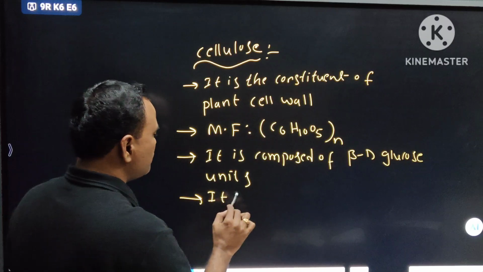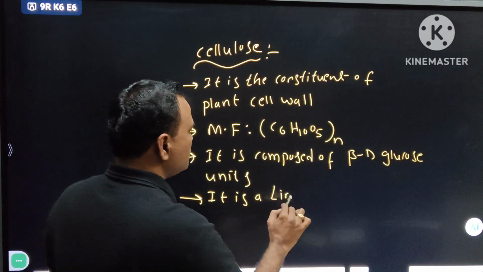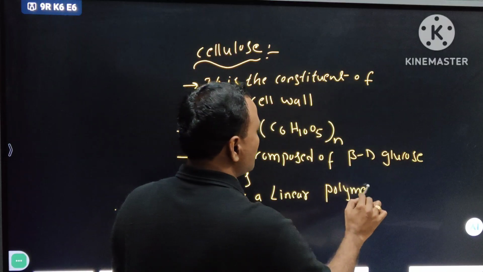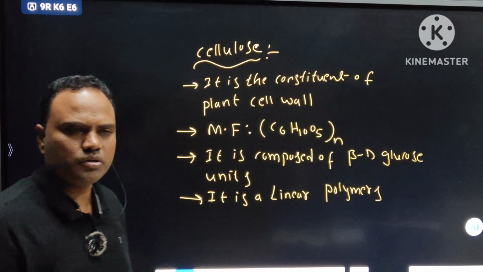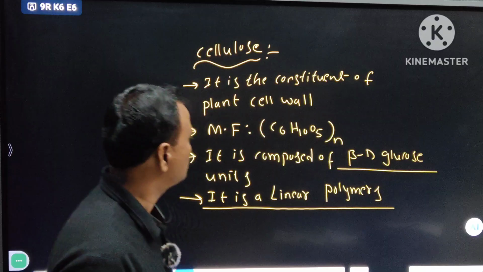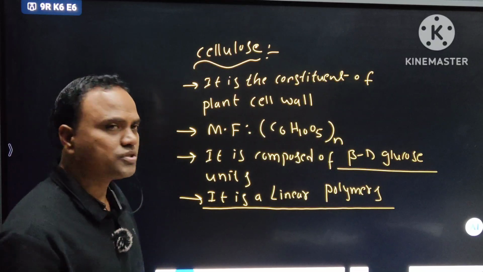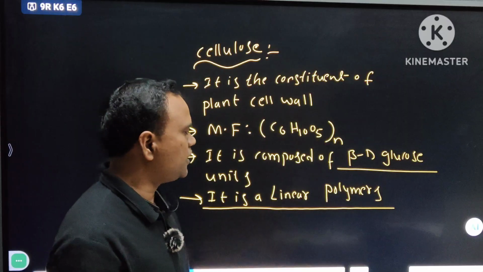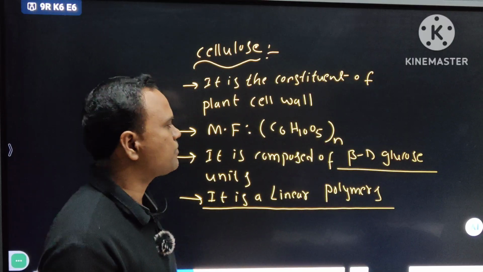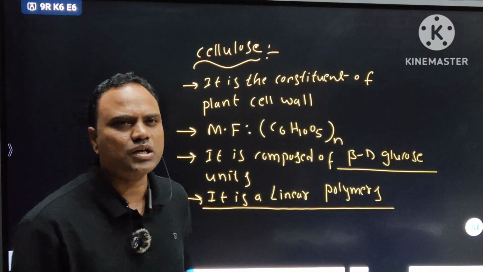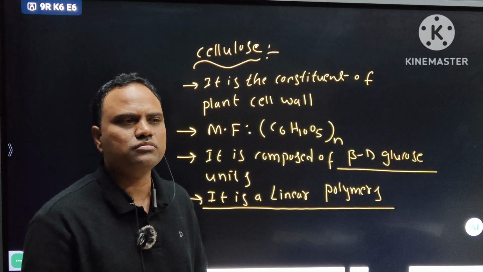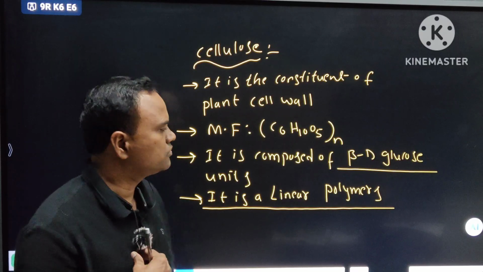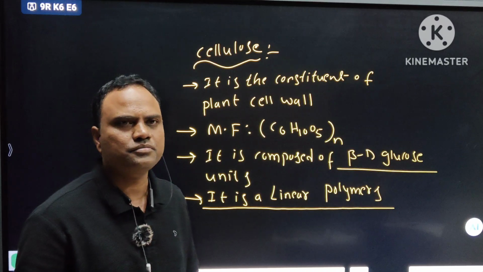It is a linear polymer. No branches. It is a linear polymer, no branching. Structure. Cellulose structure is like this only. Take beta D glucose units. But because the structure is not given in the NCERT, so follow that only. Okay. Basic information is enough.